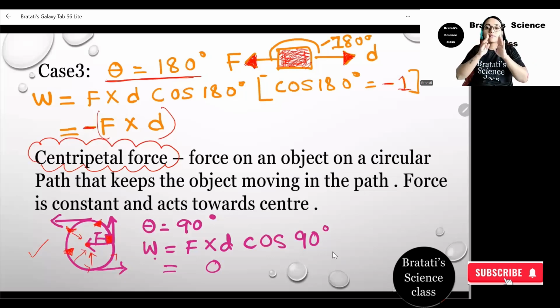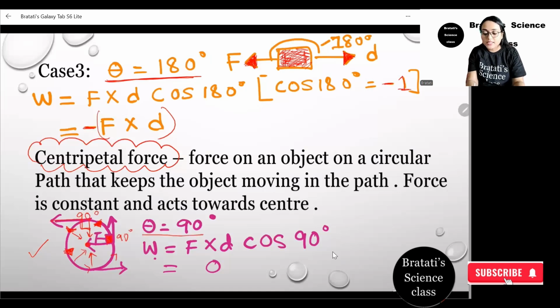But in case the force is not there, the object will move away in a tangent direction from any point of the circular path. So when the object is moving along the tangent and the force is applied this way, there is an angle of 90 degree. Do you agree? There is an angle of 90 degree at each and every position.